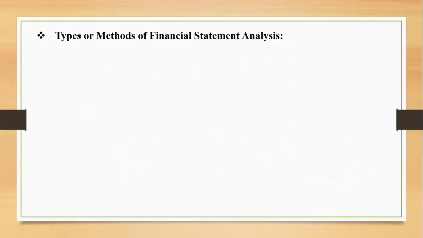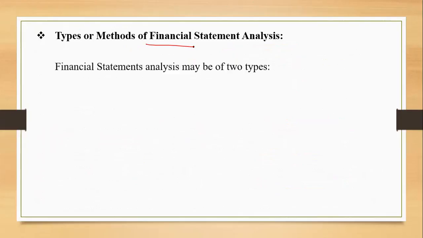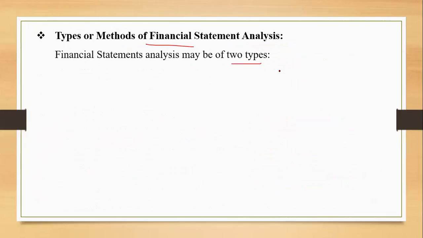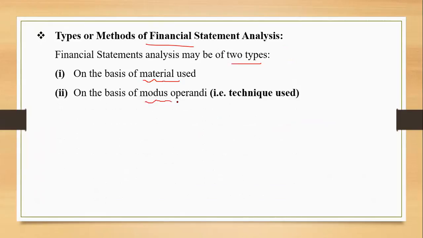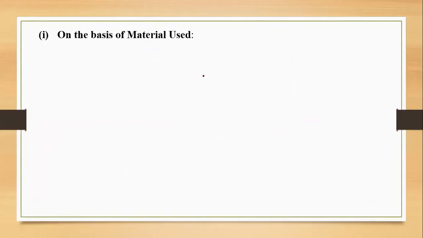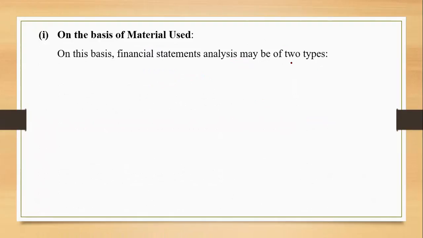Types or methods of financial statement analysis. Number one, okay, there are two types basically. Number one is on the basis of the material that is used, and second is on the basis of the modus operandi, that is technique used. Okay, let us go through one by one. The material used. On the basis of material used, it will be again of two types. Number one is external and second is internal.